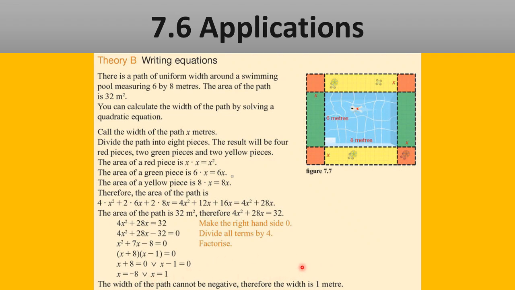So you sometimes have to check whether an answer that you get out of solving an equation is also applicable in this situation. Here, minus 8 meters is not possible. So the only possible solution here is x is 1. Therefore, the width is 1 meter. And you will see at the exercises that follow theory B, you have to find out or make your own equations. And that can sometimes be, well, I wouldn't say exactly difficult, but you have to think a bit differently than you're used to this chapter.